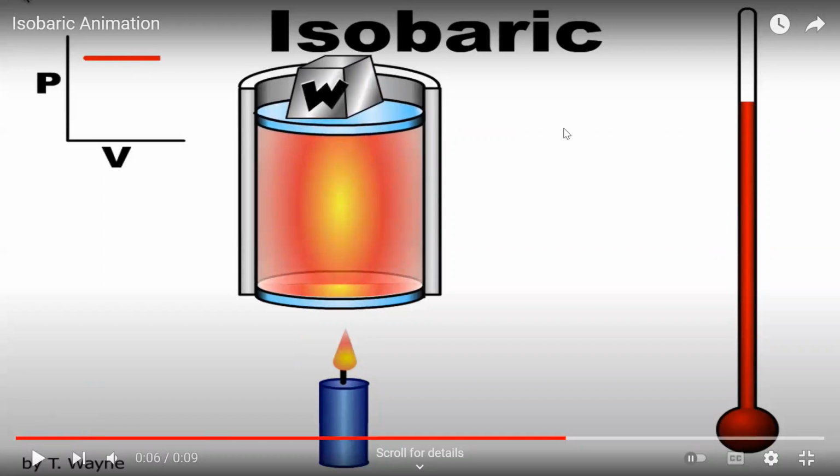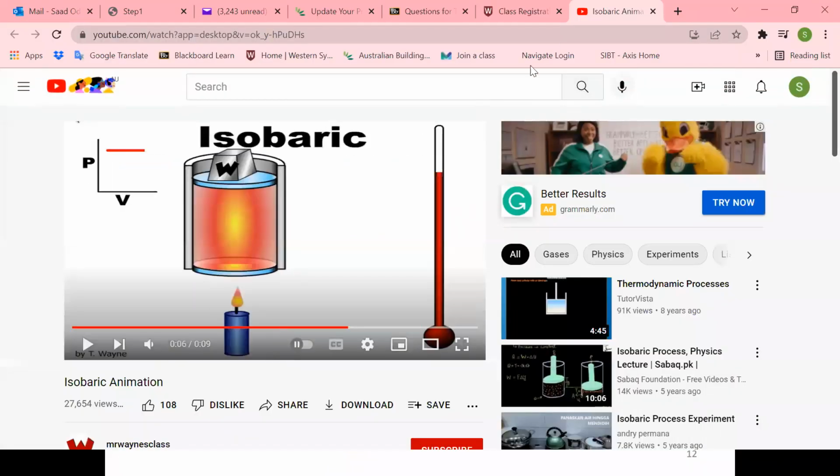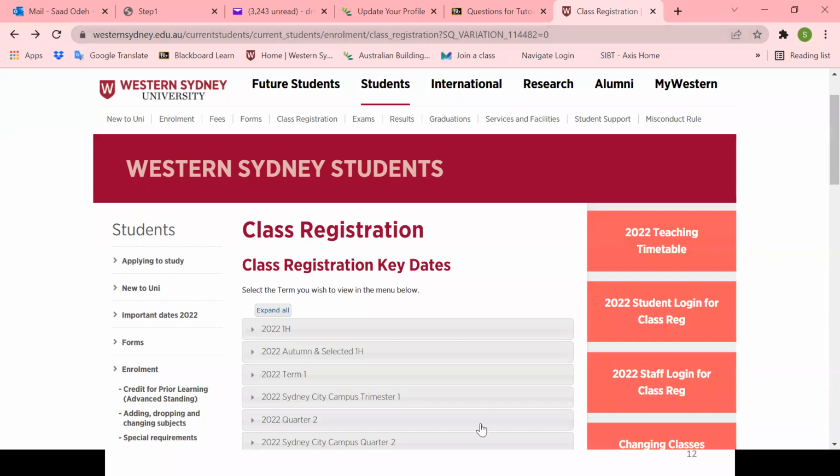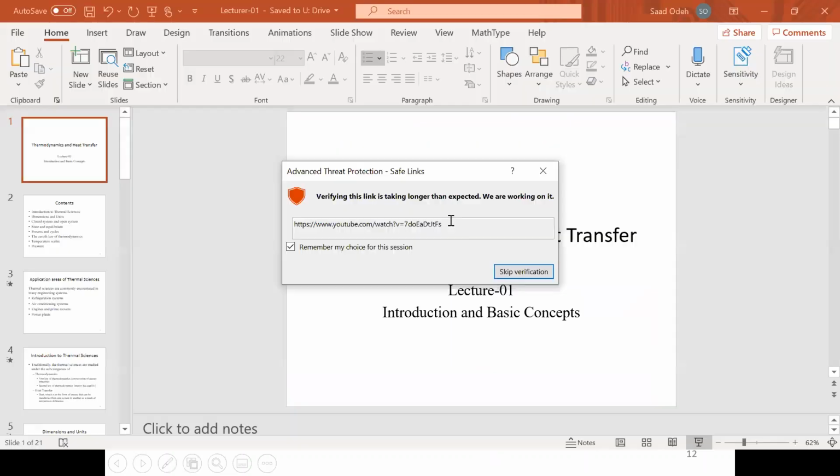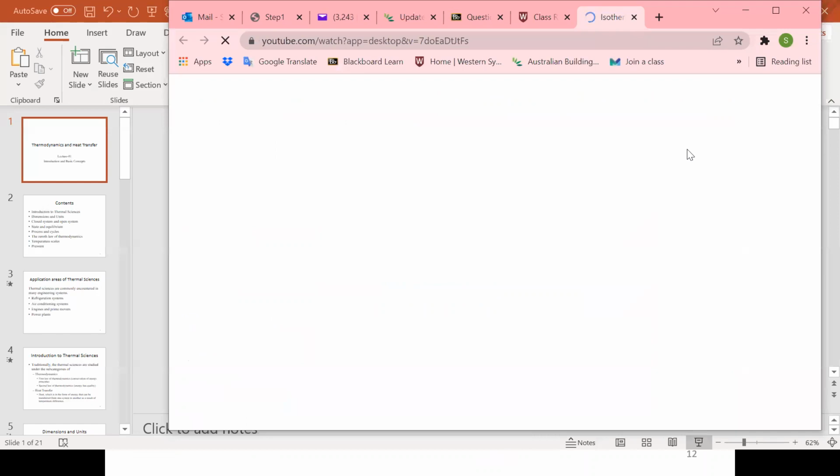Okay, the other type is, sorry. Maybe this one I also show you.